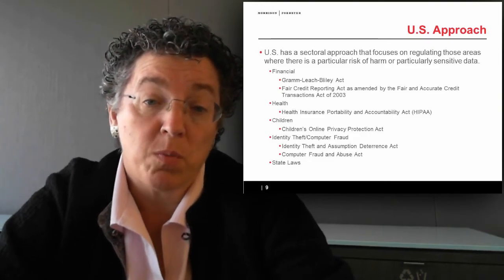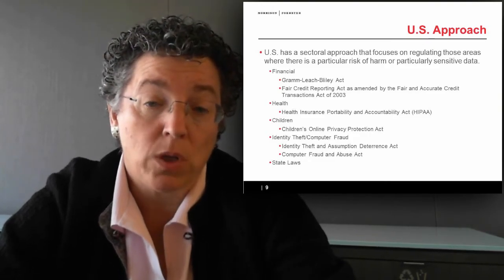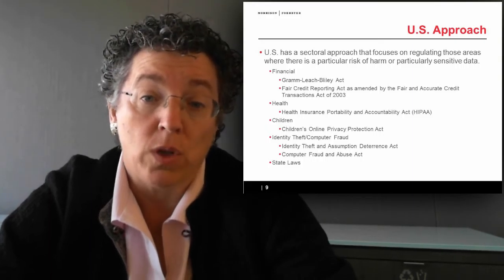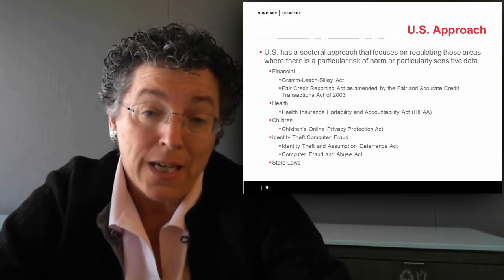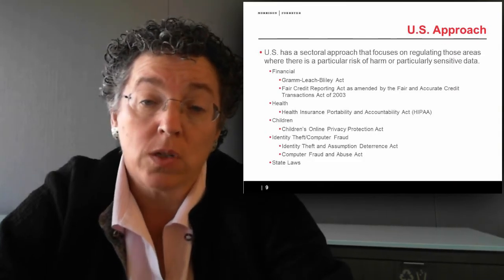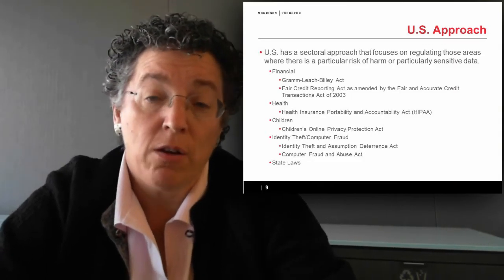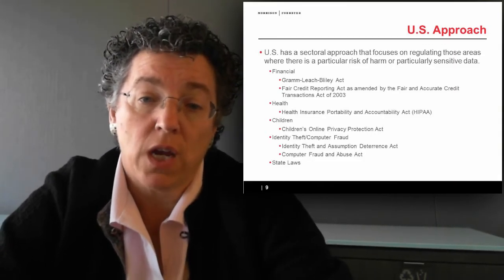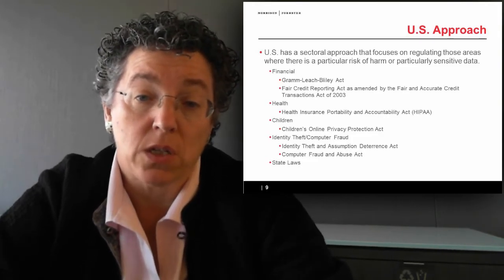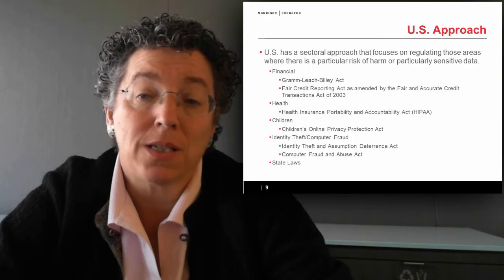We also have special laws at the federal level relating to identity theft and crimes and fraud relating to the use of computers. In addition to federal laws, which apply to all 50 states, we also have specific state laws. And in fact, some of the most innovative and cutting-edge laws regarding privacy and data security in the US are done at the state level.